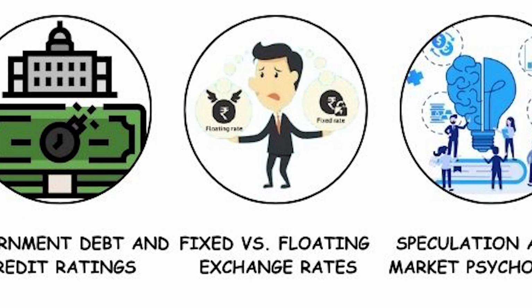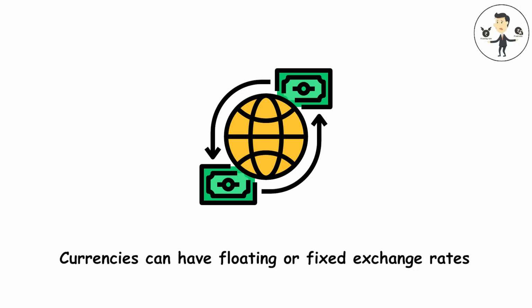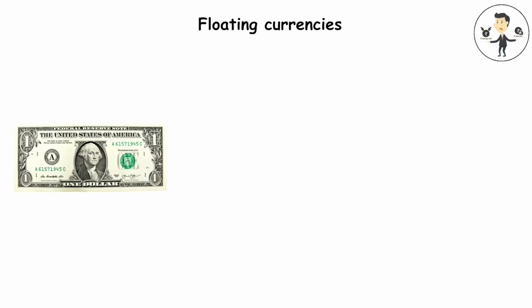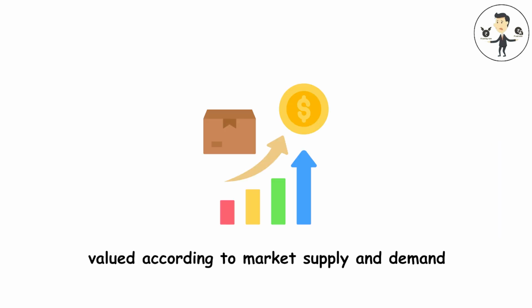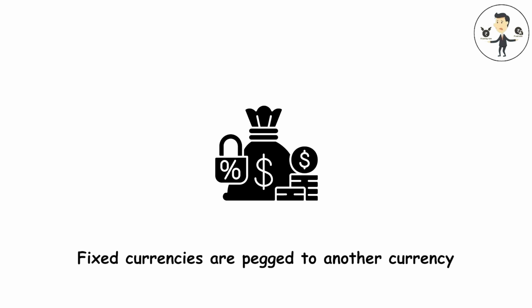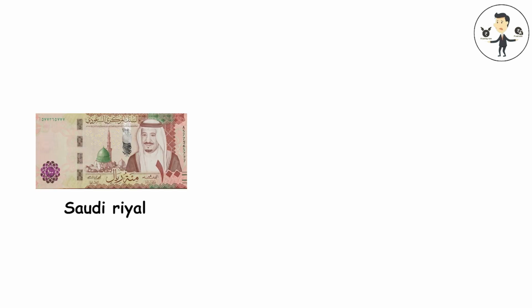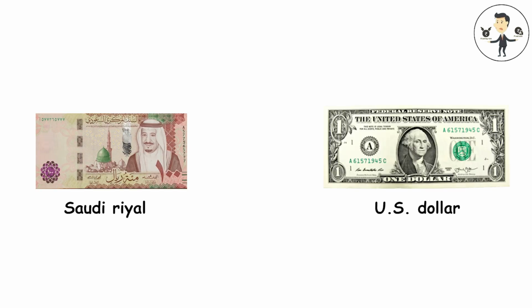Fixed versus floating exchange rates. Currencies can have floating or fixed exchange rates. Floating currencies, like the US dollar or euro, are valued according to market supply and demand. Fixed currencies are pegged to another currency, such as the Saudi riyal being tied to the US dollar.